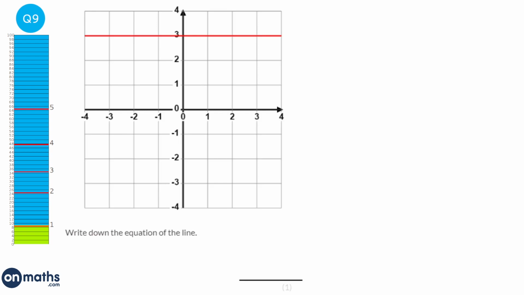Looking at this line, what do you notice about all the coordinates? Along this line the x coordinates are going to change, but the y coordinates will always be 3. So the equation of the line is y equals 3.